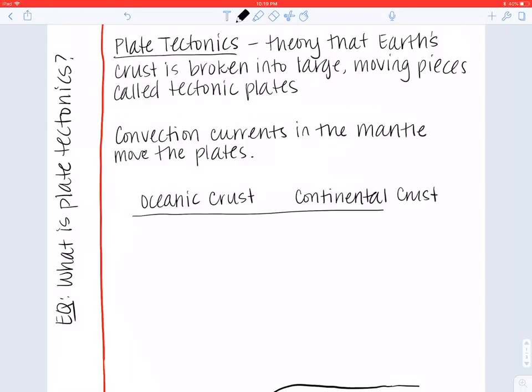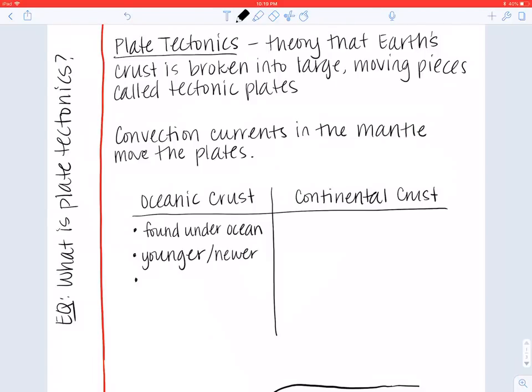So we're going to make a little chart here. Remember to save some space at the bottom of your page for your diagram that you have. We're going to divide it into two columns here. So when we look at oceanic crust, this is crust that is found under the ocean. So this is like the ocean floor. The ocean floor is made of oceanic crust. Oceanic crust is younger in age, so it's newer. So we can put younger/newer. It is thinner, and it is also more dense. And more dense, remember, means that it is heavier.